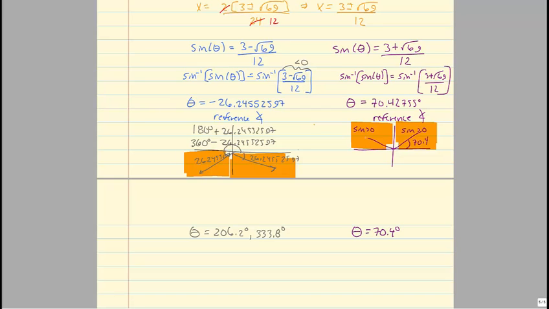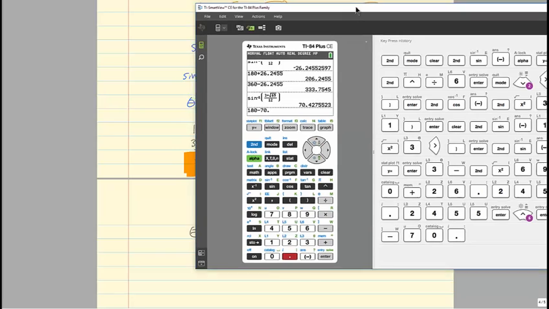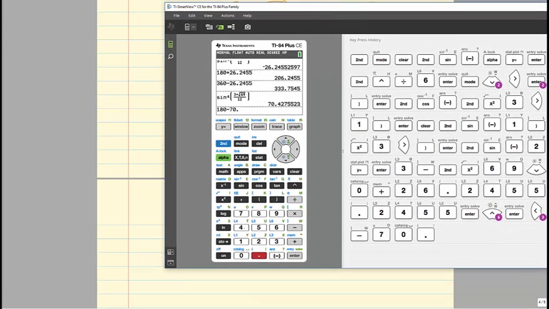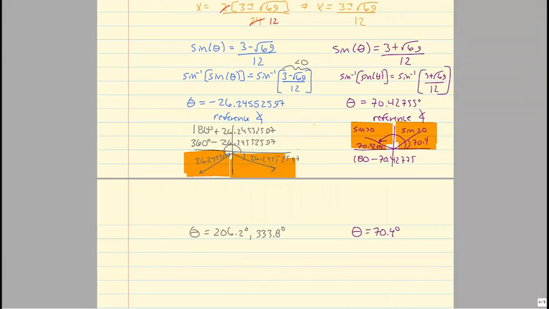And then the other one will be over here, clear over here, and this reference angle right here is 70.42755 degrees. So to figure out my other one, I'd take 180 minus 70.42755. So let's do that. So 180 minus 70 point, there it is right above, 42755. So that's 109.57, which would round to 109.6. So those are my answers.